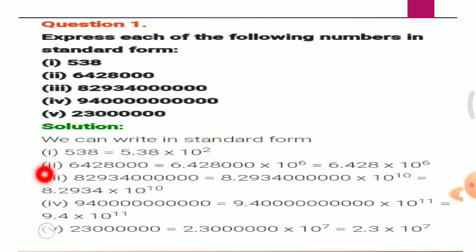Okay, next is 6.42800, and after that multiplied by 10 to the power 1 2 3 4 5 6, 10 to the power 6. Okay, next is 8.2934 multiplied by 10 to the power 1 2 3 4 5 6 7 8 9 10, 10 to the power 10. Okay, next is also the same, so you solve it by yourself. Okay, guys.